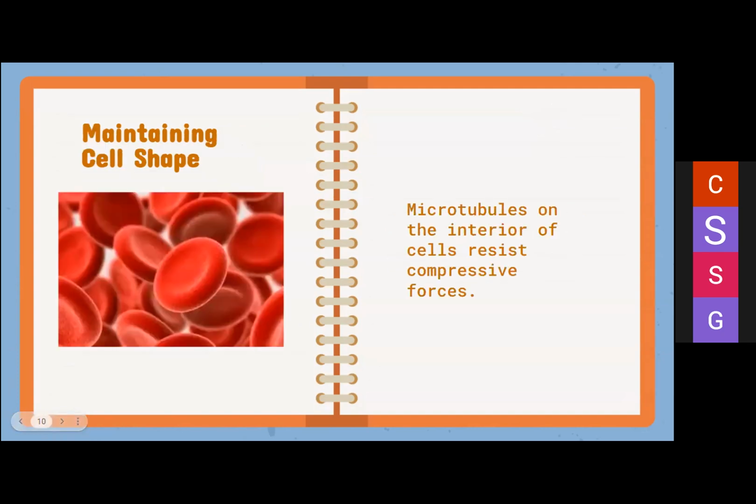The first function of the cytoskeleton is maintaining cell shape. The shape of cells is assisted by the internal structure of the cytoskeleton. The most important fiber in cell shape is the microtubules. The microtubules in the interior of the cell do this by resisting compressive forces that would otherwise completely change the shape of the cell, preventing the cell from carrying out its proper function.